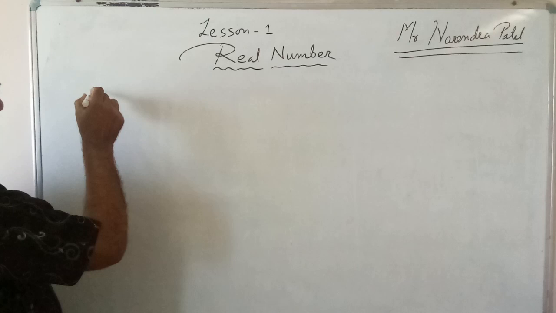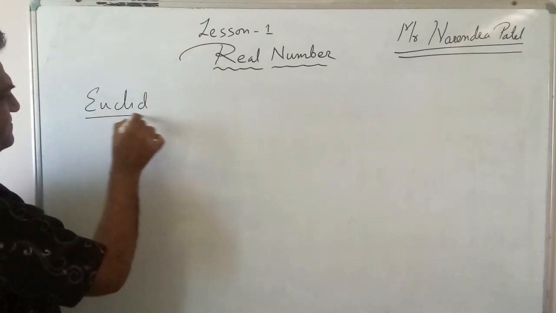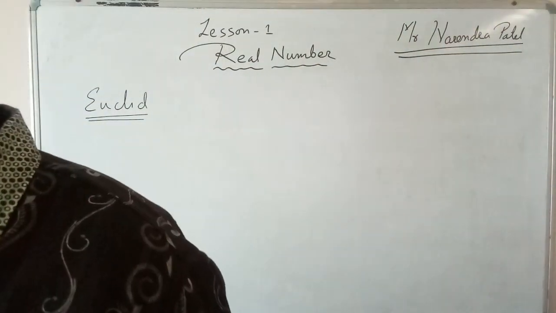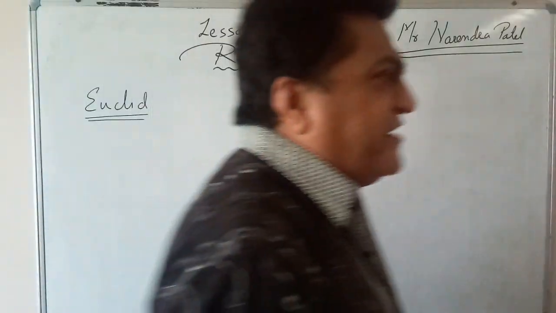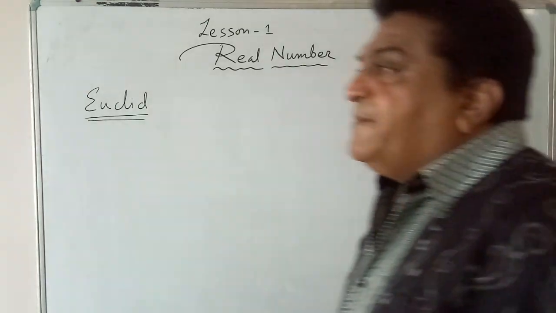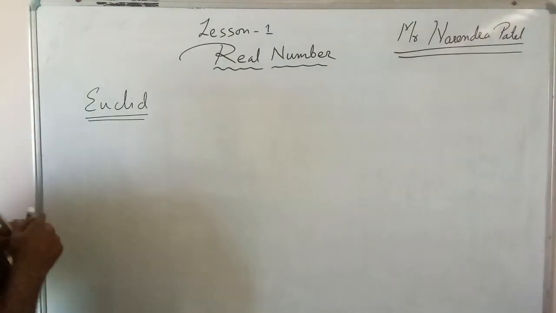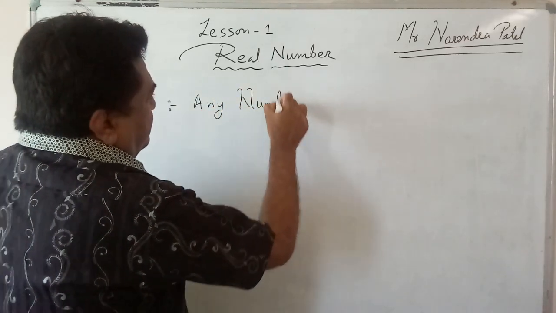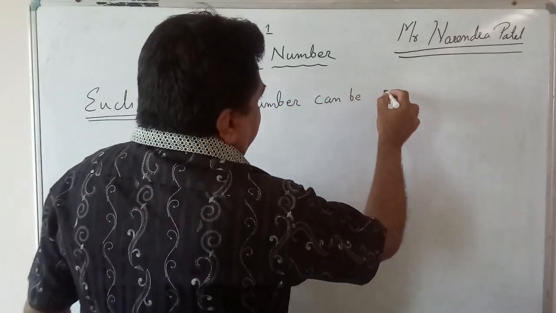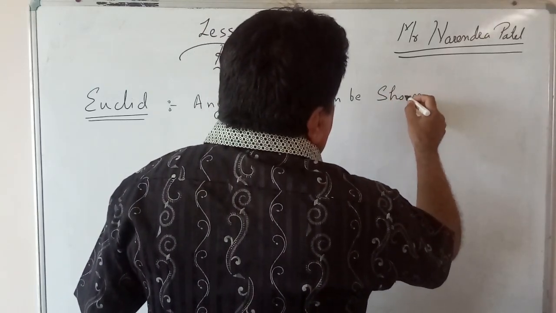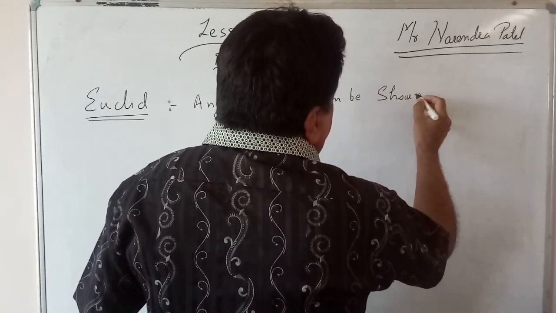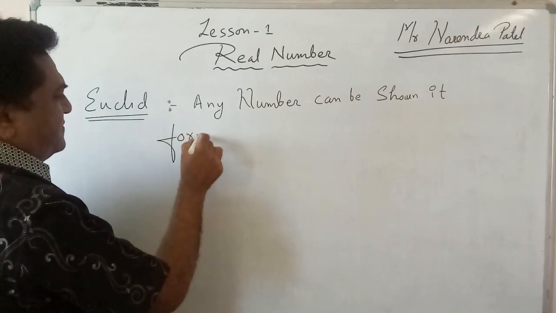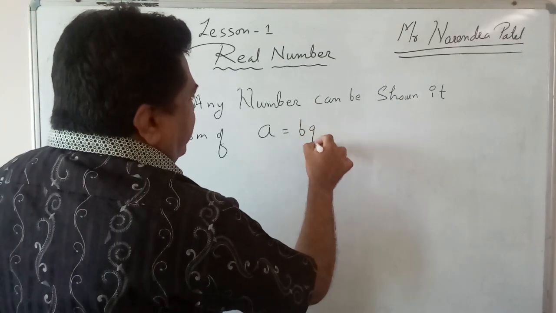Euclid was a mathematician, and he told us that any number, whichever number you can take, real number, natural number, even number, odd number, any number which you know, can be shown in the form A is equal to BQ plus R.